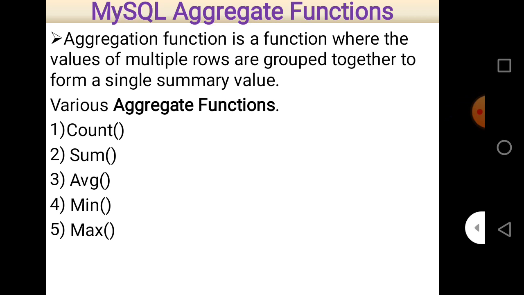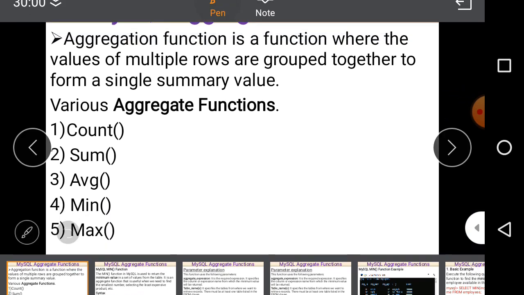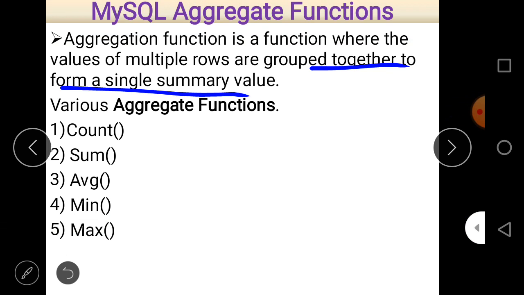First of all, let us take a definition of aggregate function. An aggregate function is a function where the values of multiple rows are grouped together to form a single summary value. That is a very important point: to form a single summary value. And there are basically five main aggregate functions. These are count, sum, average, min, and max. In this lecture, we are going to discuss the min function.